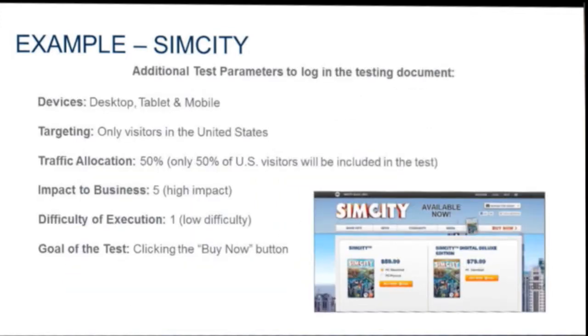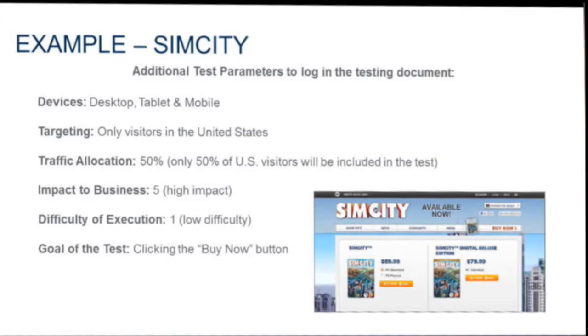So the other things in the testing document that they had to document was the devices. So they ran this on desktop, tablet, and mobile. Targeting, they only wanted visitors in the US. So they set that up so that nobody outside the US was included in this particular experiment. And because this was a test that had the potential to actually lower conversion rate, they only included 50% of the traffic to the page in the experiment.